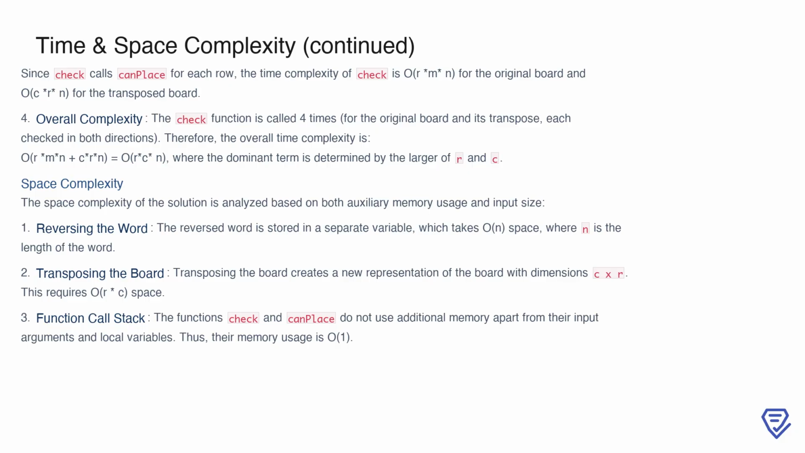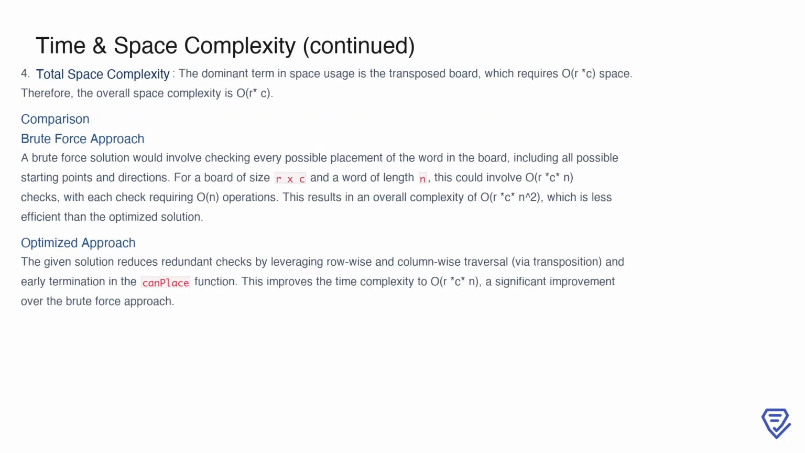Moving on to space complexity, the solution requires additional memory for specific operations. Reversing the word creates a new string, which uses O(N) space. Transposing the board generates a new representation with dimensions C×R, contributing O(R*C) to the space complexity. The functions check and canPlace use only local variables and input arguments, so their contribution is constant, or O(1). The total space complexity of the solution is dominated by the transposed board, which requires O(R*C) space. Adding this to the space needed for reversing the word, the overall space complexity remains O(R*C).